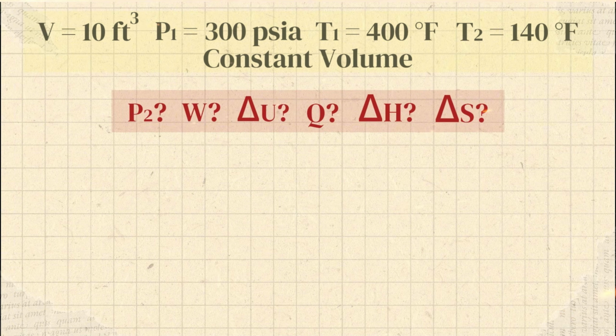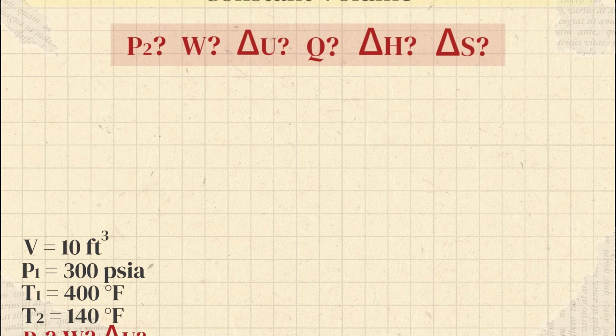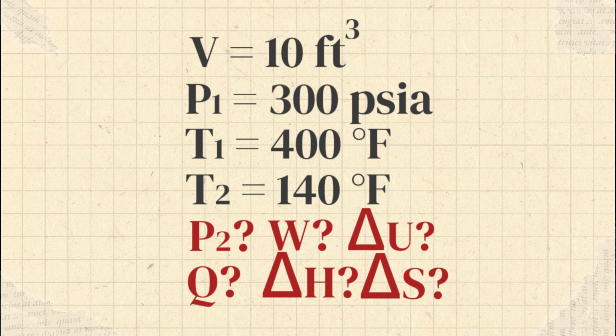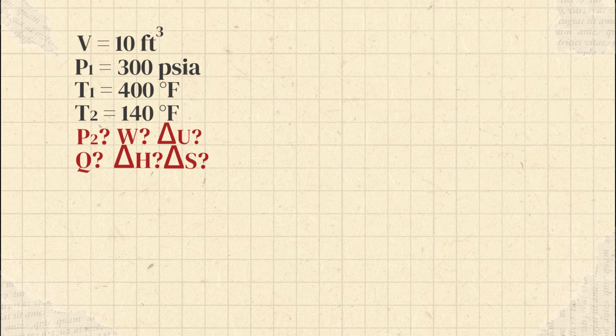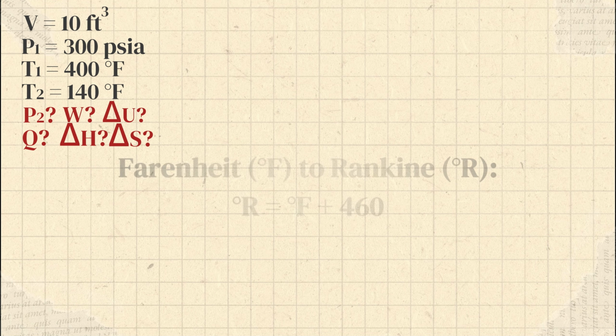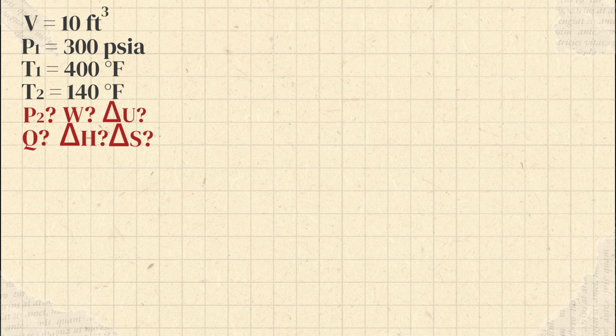So as we can see, lahat ng units is in English units, okay? And itong mga temperature natin is not in absolute form. So, need natin mag-add ng 460 para maging absolute temperature. So, for T sub 1, mag-add tayo ng 460, magiging 860 degrees Rankine. And for T2, mag-add tayo ng 460, magiging 600 degrees Rankine.